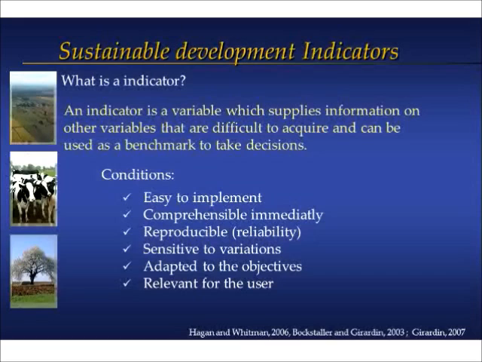But before that, I have to insist on some aspect, like what is a good indicator? It's not a theoretical aspect. It's very concrete. Some indicators seem to be very interesting, but when you go to the farm, you do not have the information. It's sometimes too vague, and we have to set the quality of a good indicator. First, an indicator is a variable which supplies information on other variables. And variables that are difficult to acquire can be used as a benchmark to take decisions.